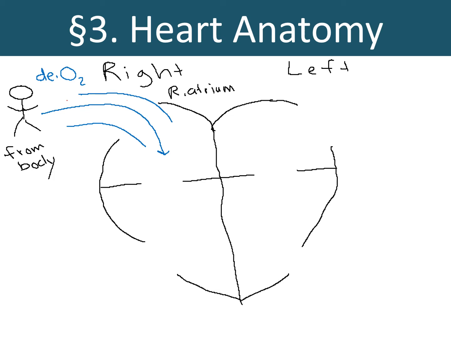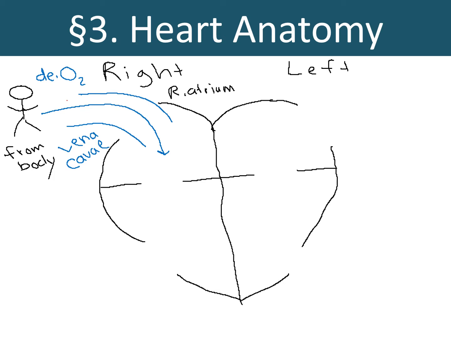The blood vessel carrying blood from the body to the heart is actually several vessels, but they are collectively known as the vena cava. To keep it simple, I'm just showing one vessel. Technically, it's really two, a superior and inferior vena cava. I'm kind of merging them together for simplicity. So deoxygenated blood is entering the right atrium.